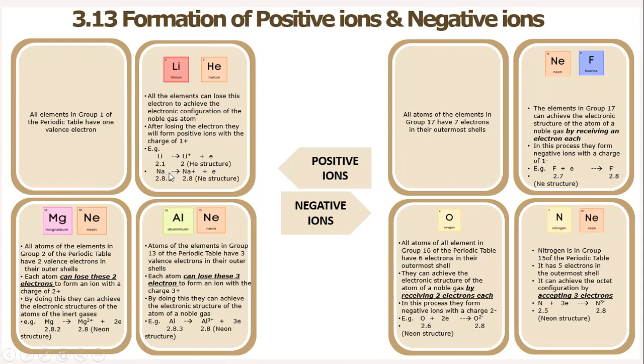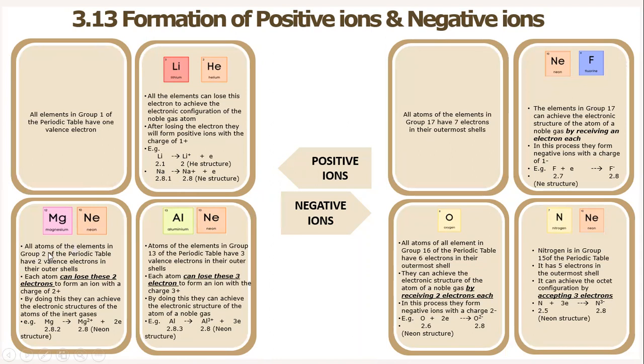Same thing goes for natrium, or sodium. Sodium's electronic configuration is 2.8.1. So after losing the electron, it will form a positive ion with a charge of 1 positive. So now sodium carries positive, and it carries the electronic configuration of 2.8. 2.8 is actually the neon structure.